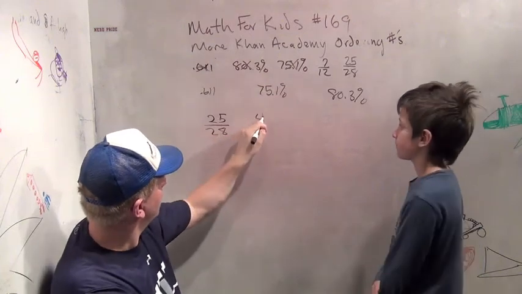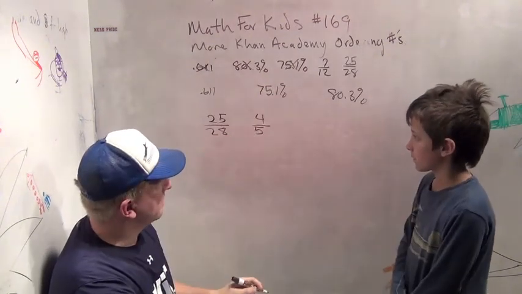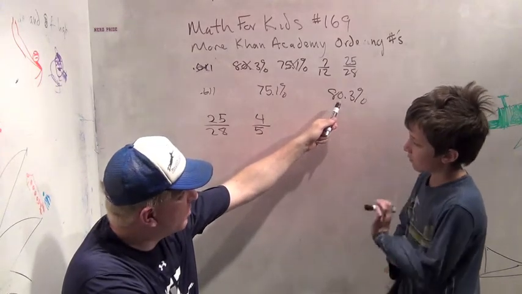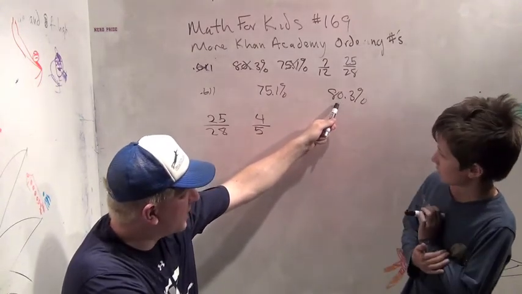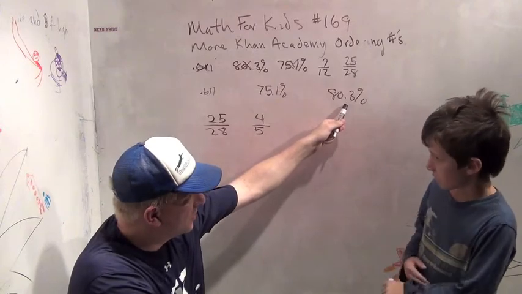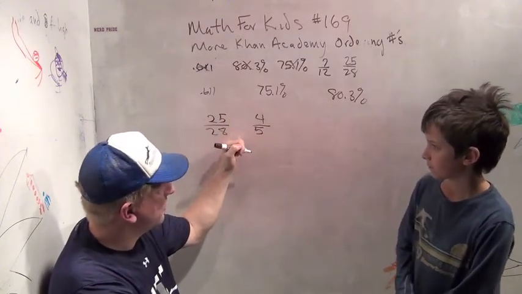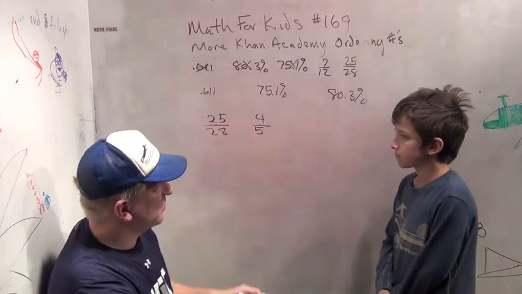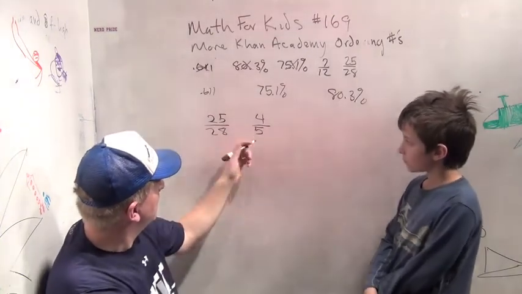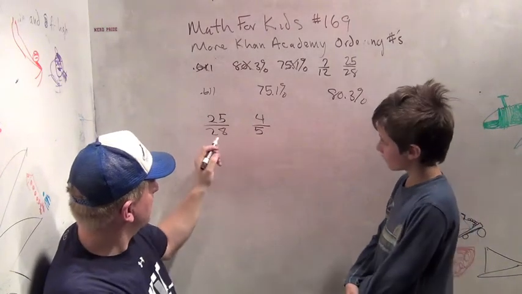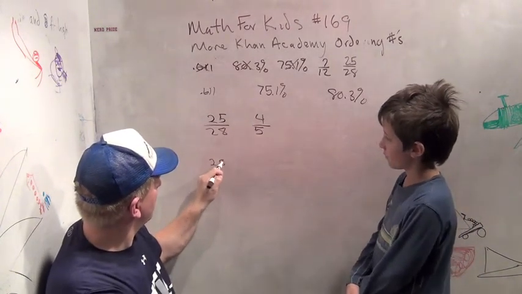25/28 compared to 4/5. Now this is not exactly 4/5. 4/5 is 80% or 0.8. This is a tiny bit bigger. So if these things are close, we're not going to know. But if they're not close, we should have a pretty good sense. To get a common denominator, it's going to be 5 times 28. Whatever that is, we're not even going to multiply that out.